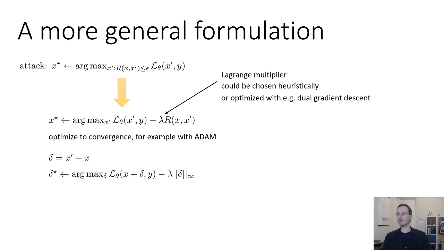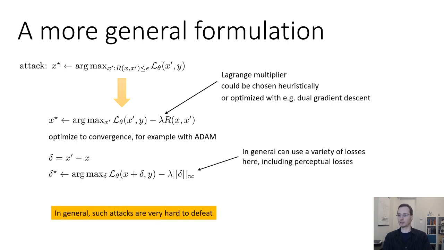For example, if you use the infinity norm, then you get an attack similar to the one on the previous slide, but you can use other kinds of norms if you want low magnitude attacks or something like that. You could even use some perceptual loss that actually quantifies how easy it is for a person to distinguish a modification represented by delta. In general, there's a lot of flexibility in constructing attacks of this type, and they can be extremely hard to defeat if done well.